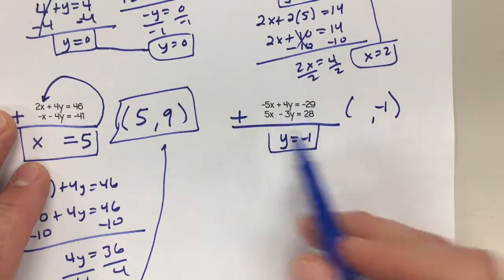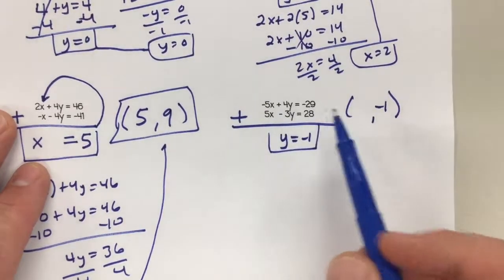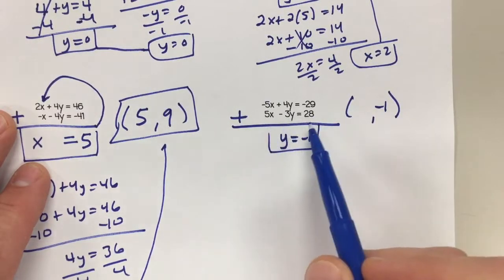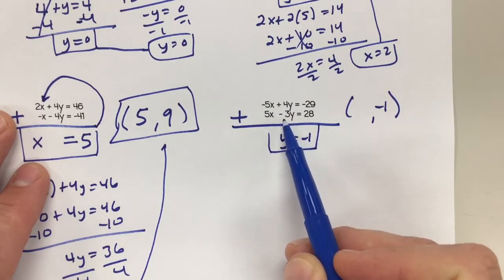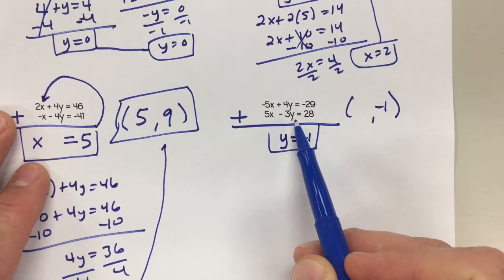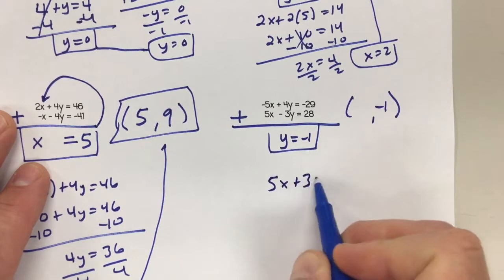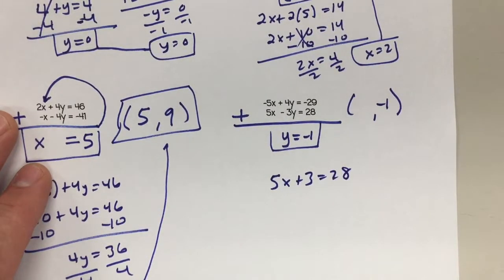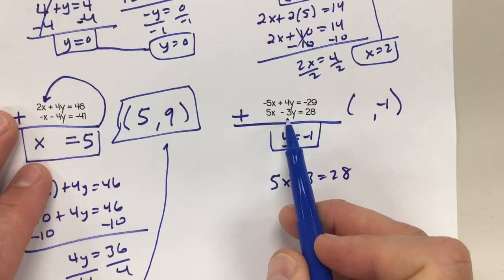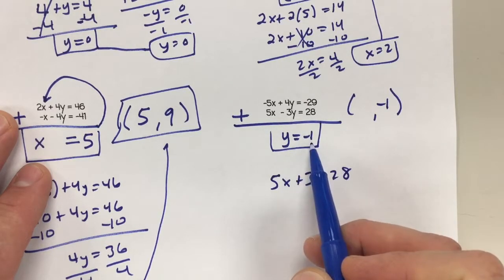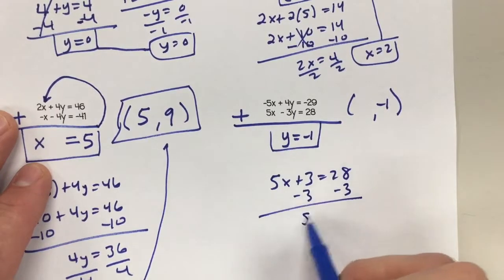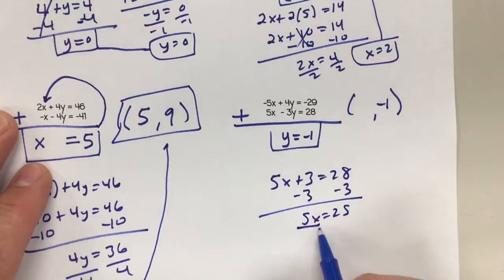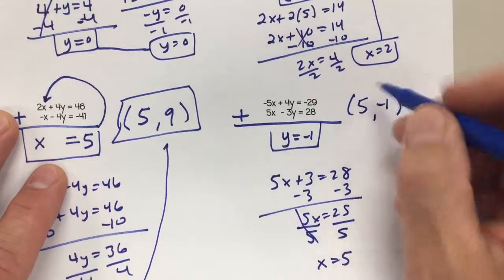Now I'm going to plug this into one of those two equations. Your choice again. I'm going to do the bottom one this time. Even though it has a negative 3 here, when I plug in negative 1 for y, it's going to be negative 3 times negative 1, which is going to be positive 3. So because this 3 was negative, and the y I'm plugging in is negative 1, a negative times a negative is positive. Now I just solve for x, so I subtract 3 from both sides, I get 25, divide both sides by 5, I get x equals 5. So that is the second half of my solution.